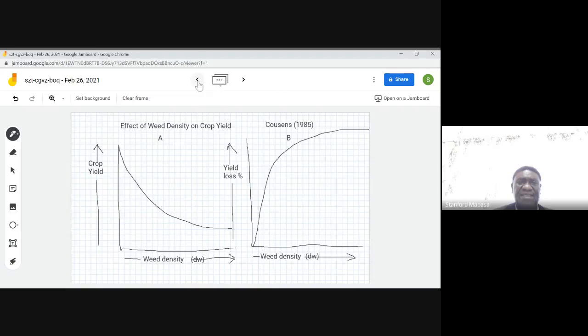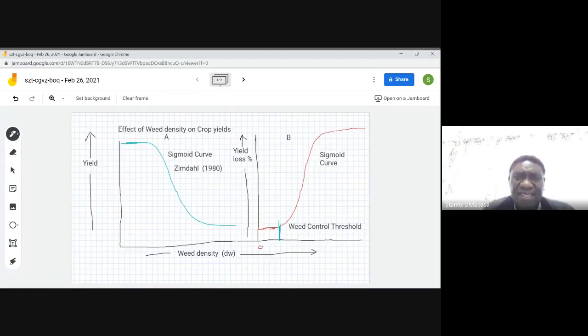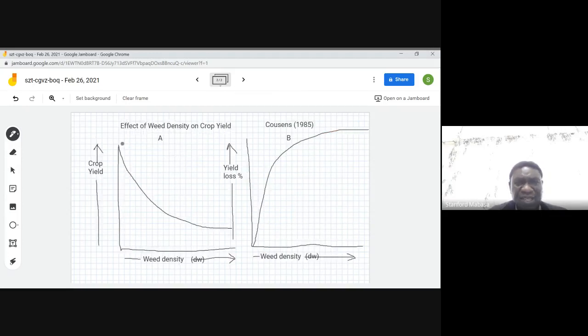So here's the difference in the way the scientists look at it. Some think it's this sigmoid curve. Others think that straight away yield is decreasing. Now, if we look at Cousins' yield loss curve, we get two special points.